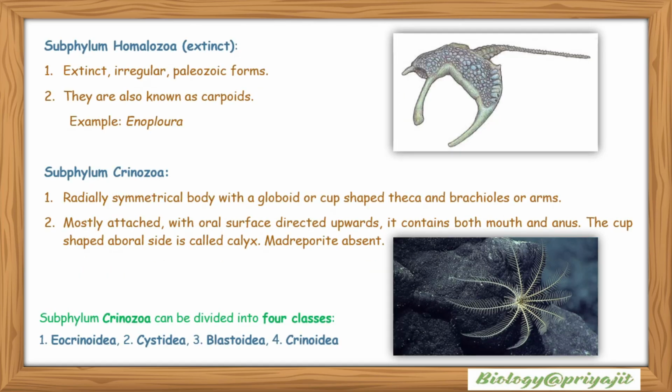Subphylum Homalozoa are basically extinct. They are irregular Paleozoic forms. They are also known as carpoids. Examples include Enoplura. Subphylum Crinozoa are radially symmetrical with a globoid or cup-shaped theca and brachioles or arms. They are mostly attached with the oral surface directed upwards. It contains both mouth and anus. The cup-shaped aboral side is called calyx. Their madreporite is absent. So subphylum Crinozoa can be divided into 4 classes: Eocrinoidea, Cystidea, Blastoidea and Crinoidea.